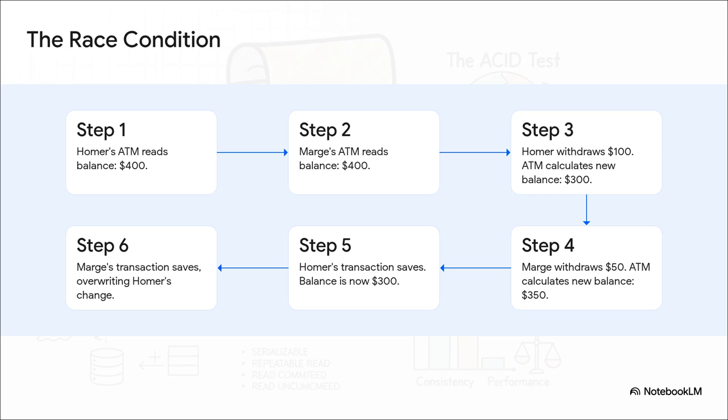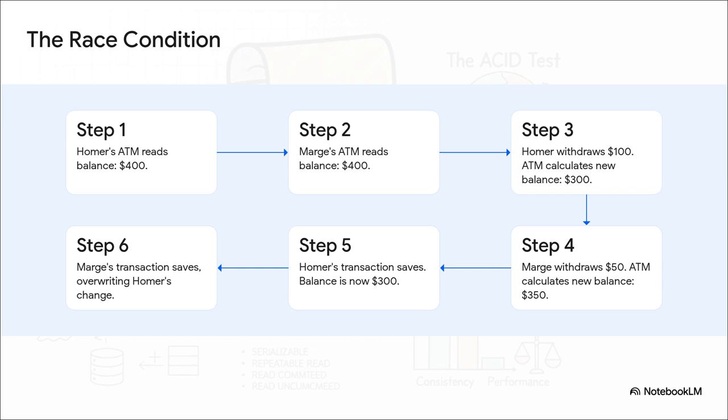Their account starts with $400. First, Homer's ATM checks the balance. It sees $400. Okay, but at almost the exact same millisecond, Marge's ATM also checks the balance. And what does it see? You guessed it, $400. Now Homer withdraws $100, so his machine calculates the new balance should be $300. Marge withdraws $50, and her machine calculates the new balance should be $350.